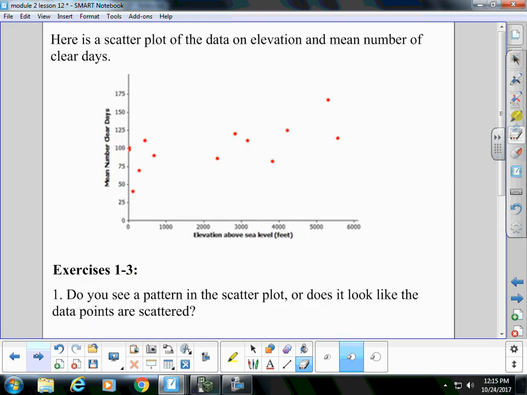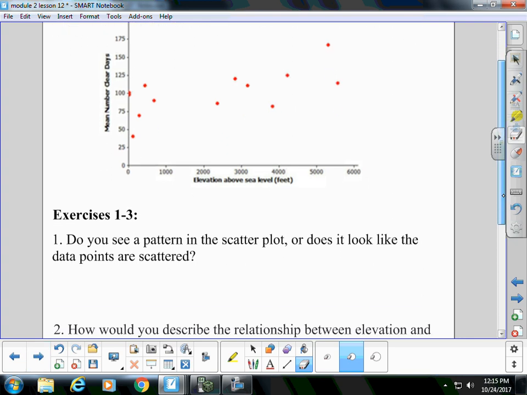Okay, so this scatter plot here uses the first two columns. First question, exercises 1 through 3, says, do you see a pattern in the scatter plot, or does it look like the data points are scattered? Okay, I actually see a pattern. To me, it looks like, as I look at the graph from left to right, that the points are going in an upward trend. So I would say yes.